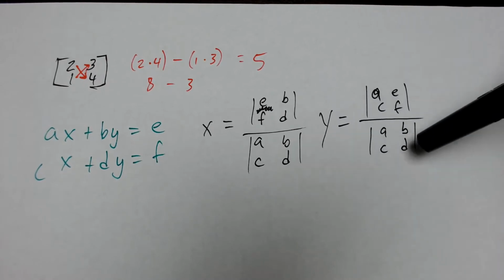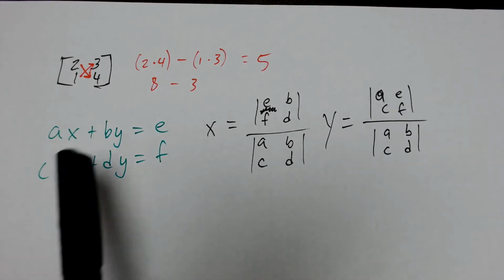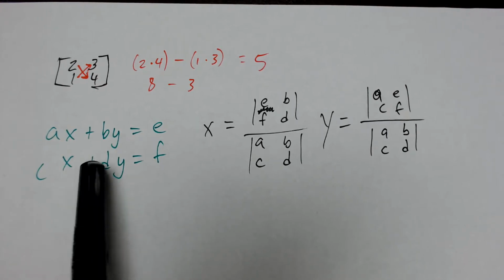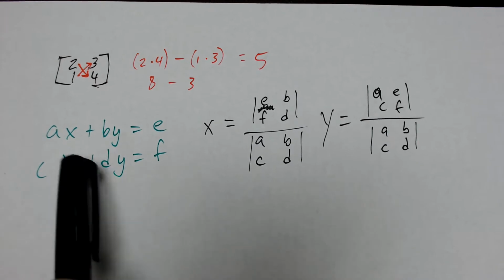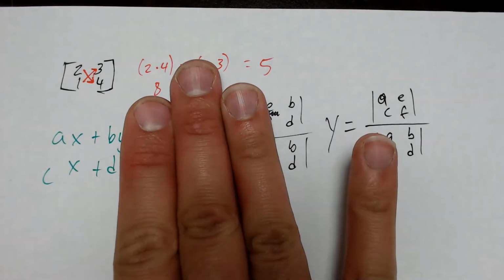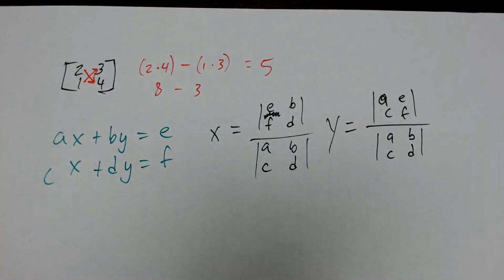The thing you'll notice about these formulas for solving these linear equations is that the denominators are exactly the same. The denominators are just the coefficients of x and the coefficients of y. So that's why this isn't that crazy. To get the denominator, all you have to do is get the coefficients of x and y. Those are going to be your denominator every time.